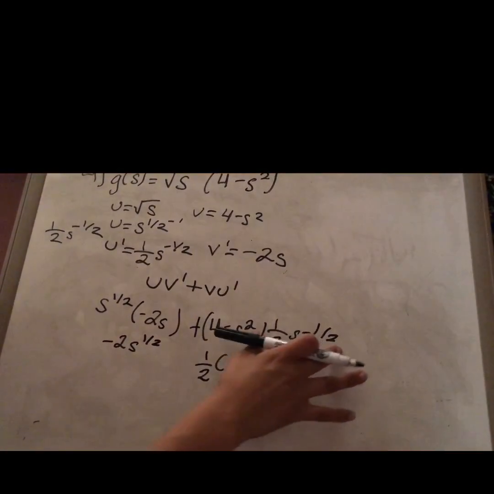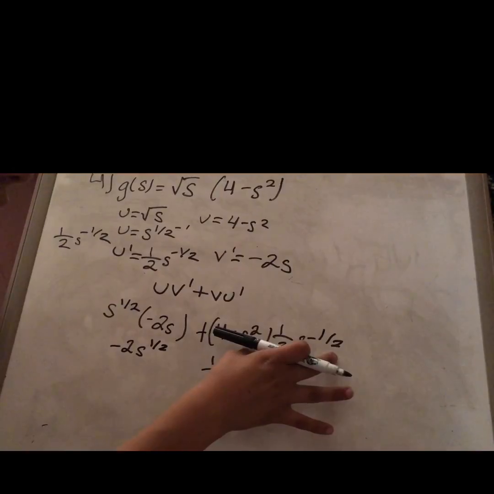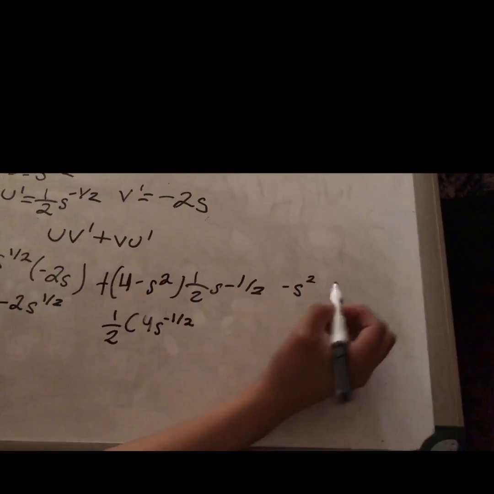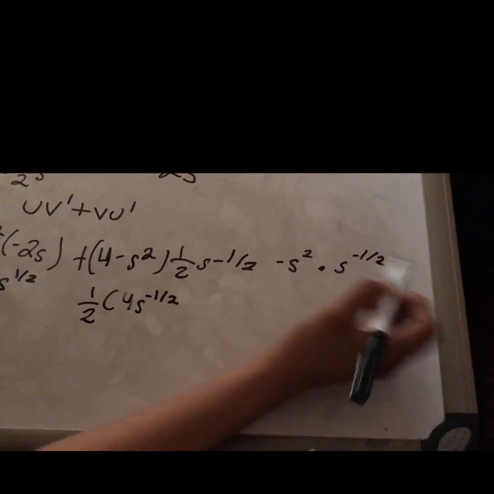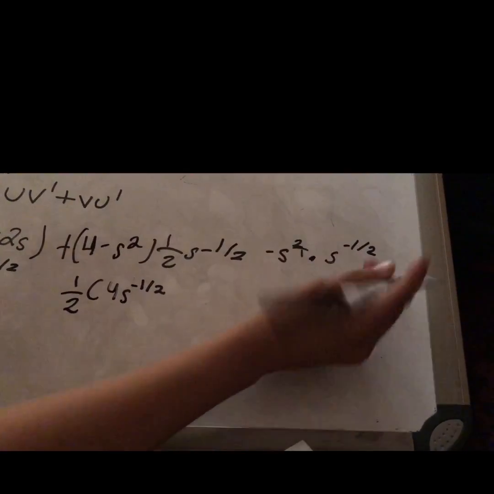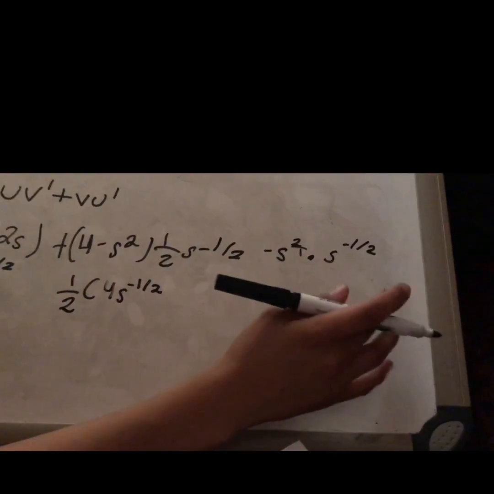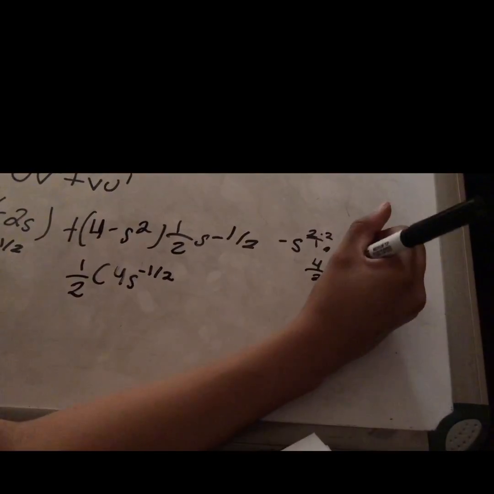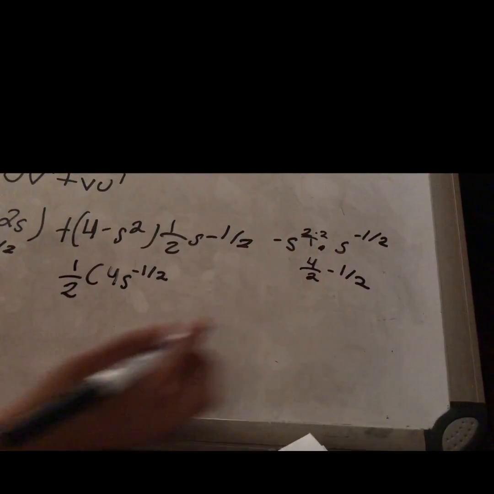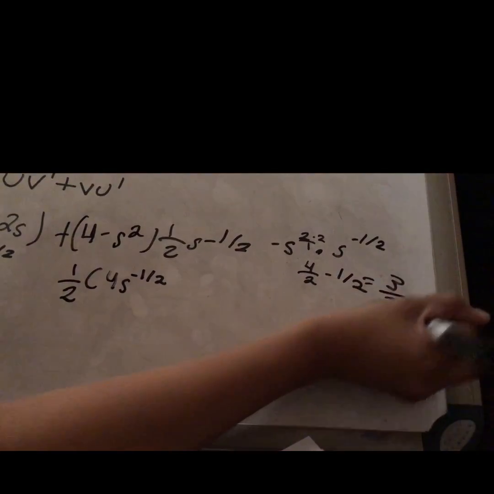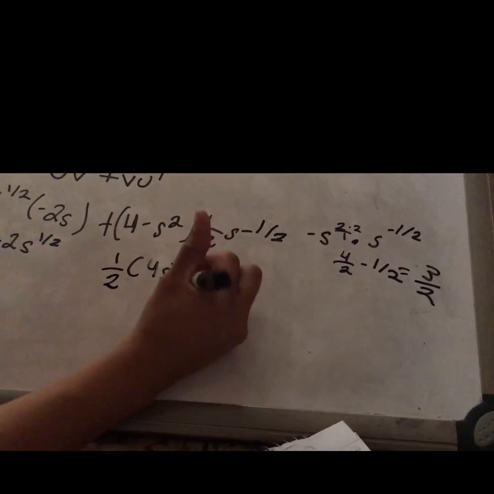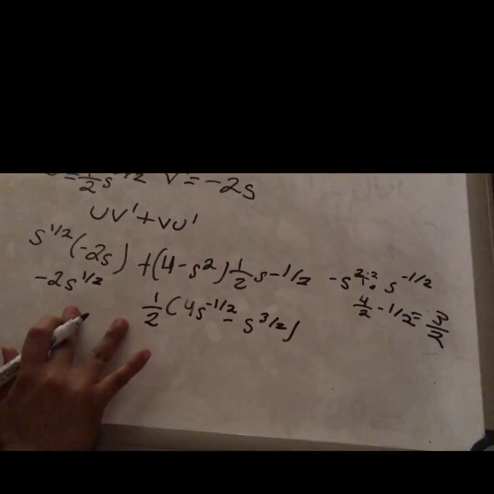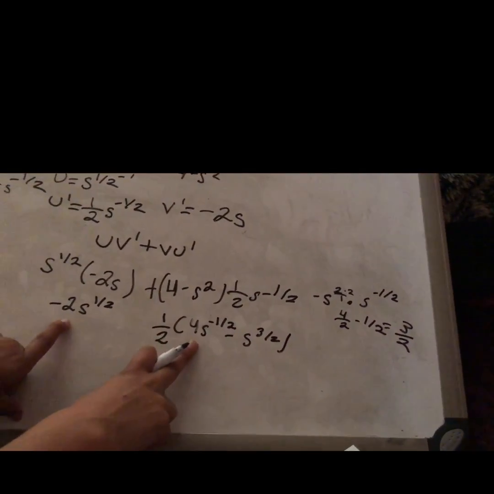So now to combine the powers, you're going to multiply, right? So when you multiply, you add the exponents. So this is over 1 and it's negative 1/2, so you have to have the common denominator. So what you would do is multiply by 2, so it would be 4/2 minus 1/2, which would be 3/2. So now it would be negative s to the 3/2. So now you would combine them. You would combine the s to the 1/2.